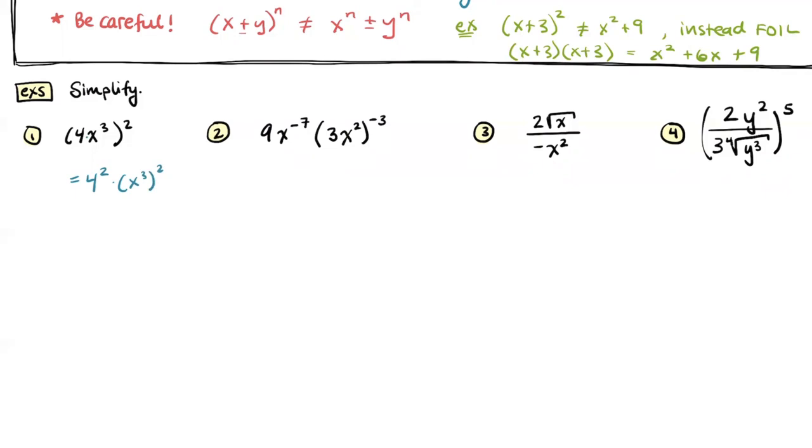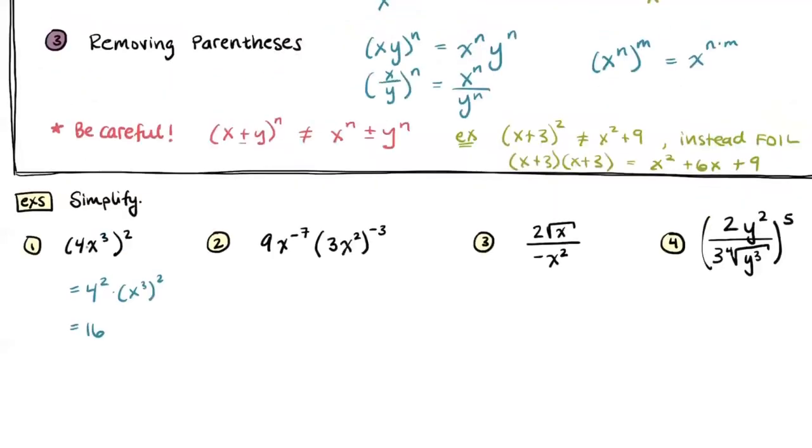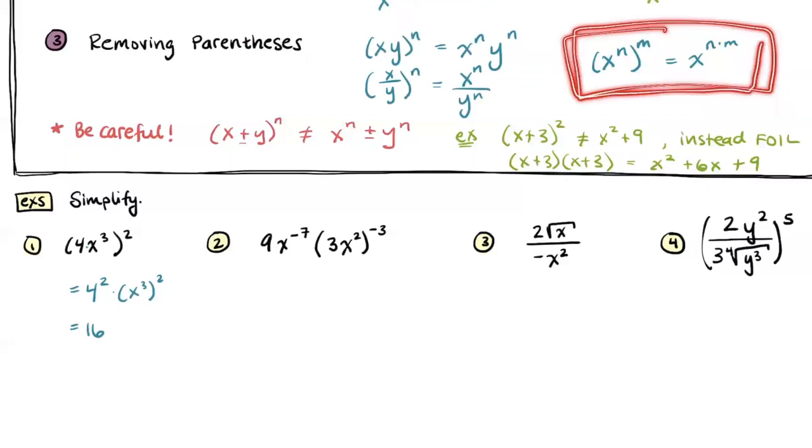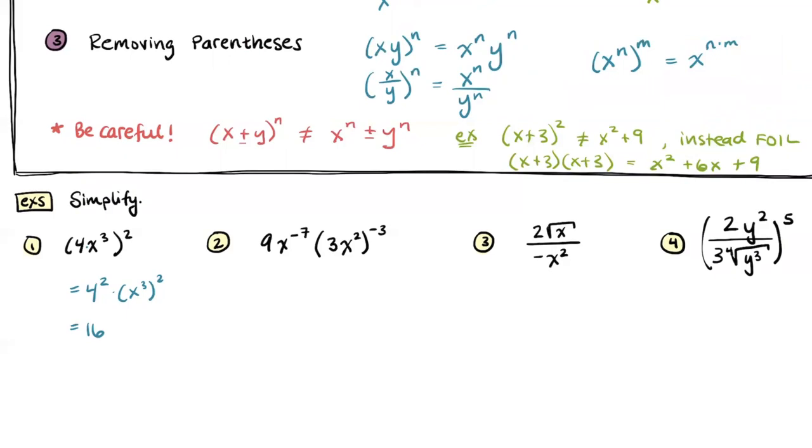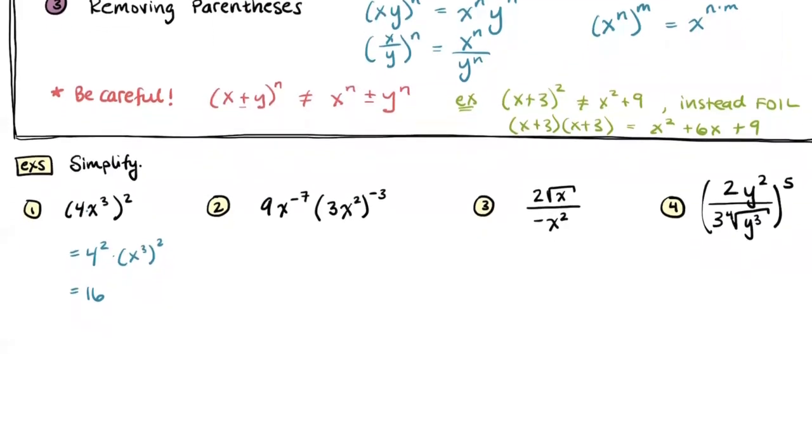Then we have 4 squared. Well, that's 16. And then here we have a variable raised to a power to a power. And that is yet another rule that we have here. In order to get rid of those parentheses, we're going to multiply those exponents together. So x cubed squared is the same as x to the 6th. And I would say that's fully simplified. Nothing to do here to make this look any simpler.